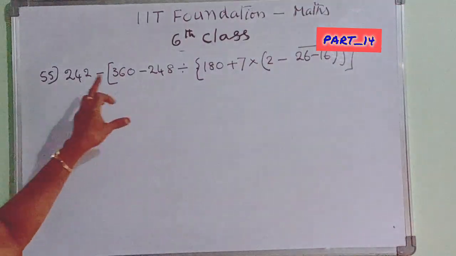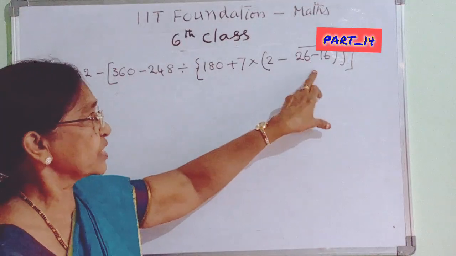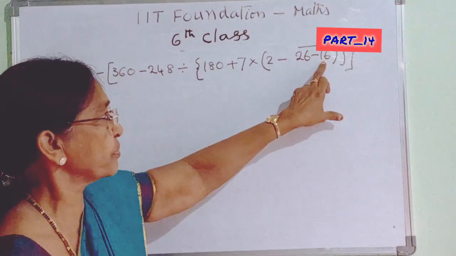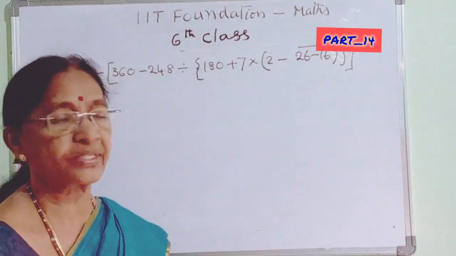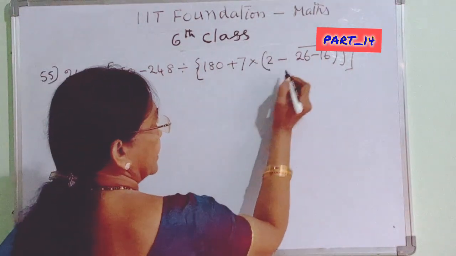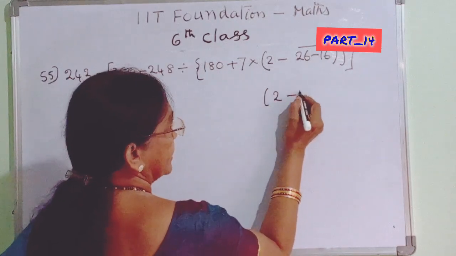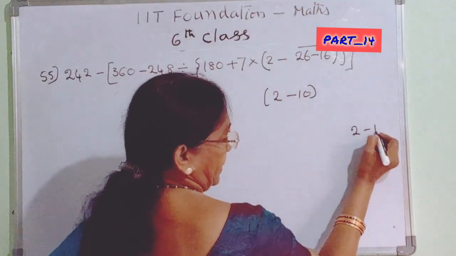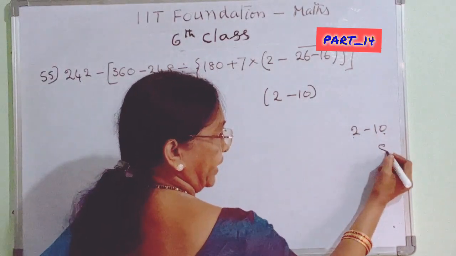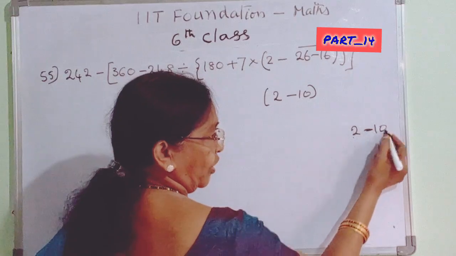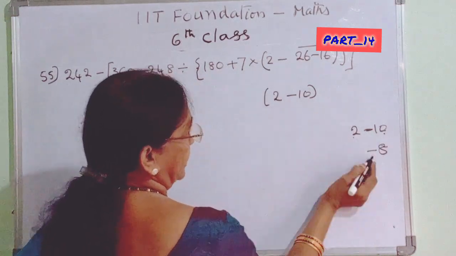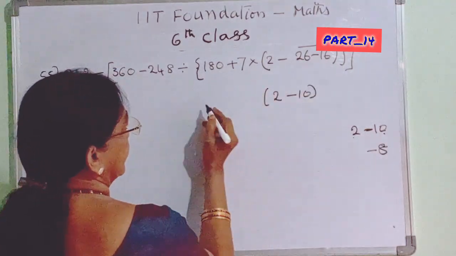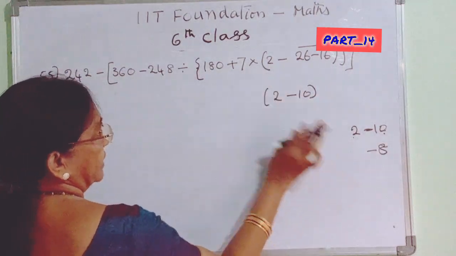Problem 55. First we will remove the brackets. The smallest bracket is the vinculum. Under this vinculum there is 26 minus 16. 26 minus 16 is 10. Therefore, inside the small bracket we get 2 minus 10. So 2 minus 10 is minus 8. The difference between these two is 8, and the sign of the larger number is negative, so it is minus 8. Therefore, this is 7 into minus 8.